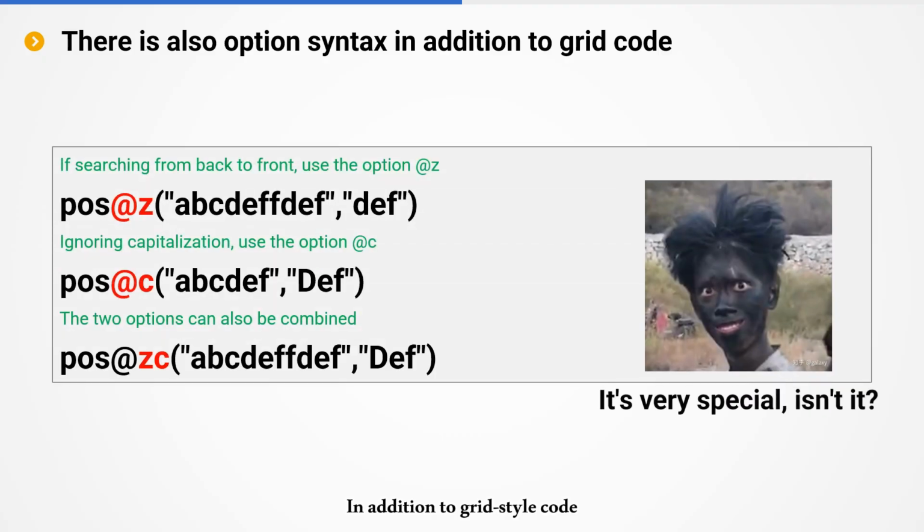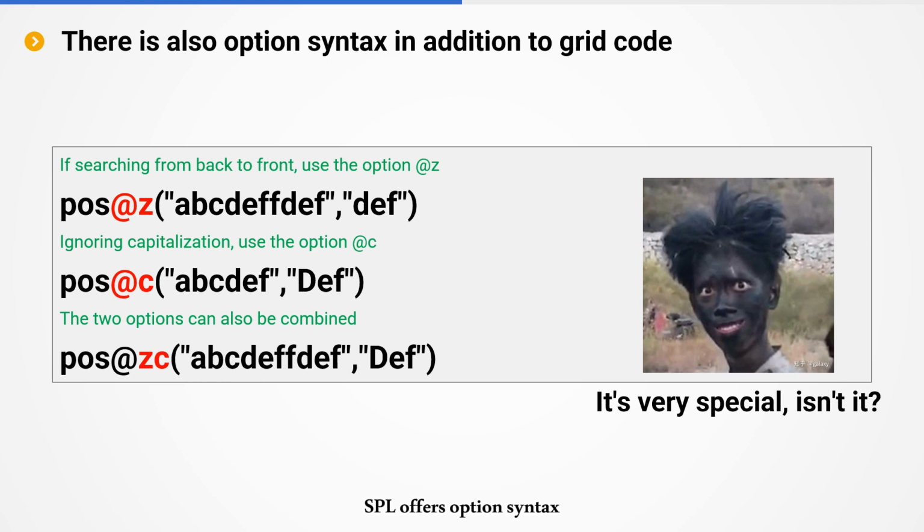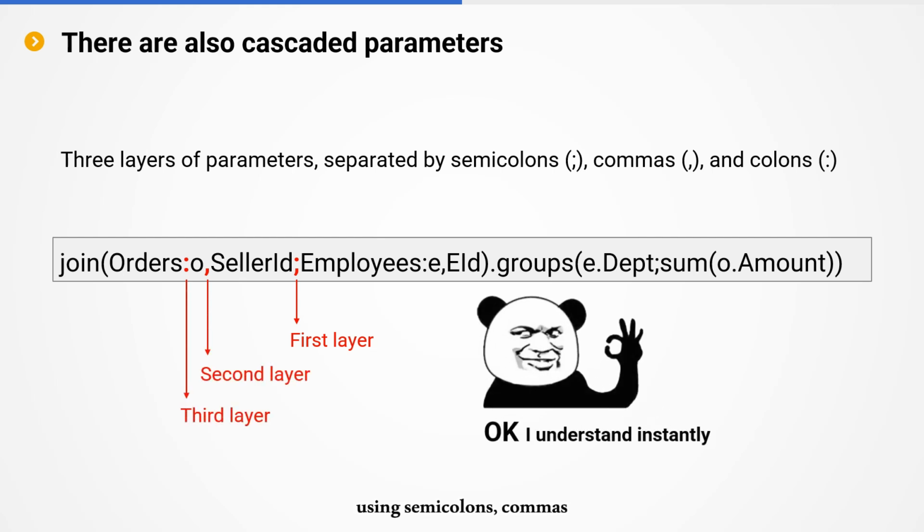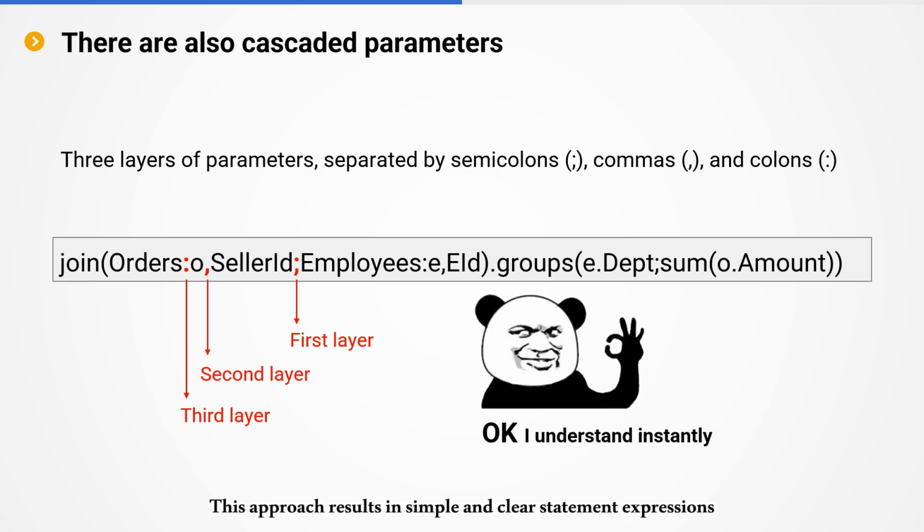In addition to grid-style code, SPL offers option syntax, where similar functions that use the same name are differentiated by options, simplifying memorization and usage. These options can also be combined for flexibility. SPL also introduced cascaded parameters, using semicolons, commas, and colons to separate parameter layers. This approach results in simple and clear statement expressions, eliminating the need for nesting and ensuring a unified statement structure.